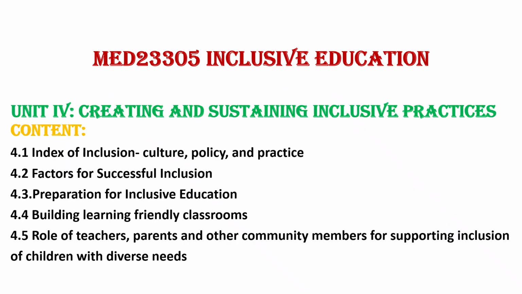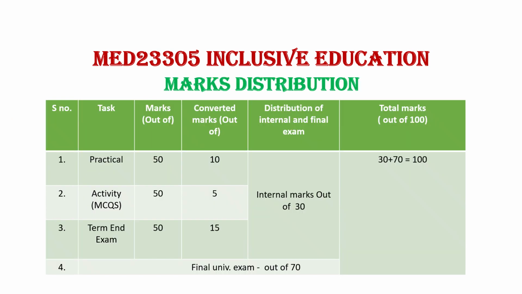So the content which we are going to cover in this chapter will be 4.1 Index of Inclusion: Culture, Policy and Practice. 4.2 will be Factors of Successful Inclusion. 4.3 will be preparation for inclusive education. 4.4 will be building learning friendly classrooms. 4.5 will be role of teachers, parents and other community members for supporting inclusion of children with special needs. So these are the entire four units we are going to cover in this course.